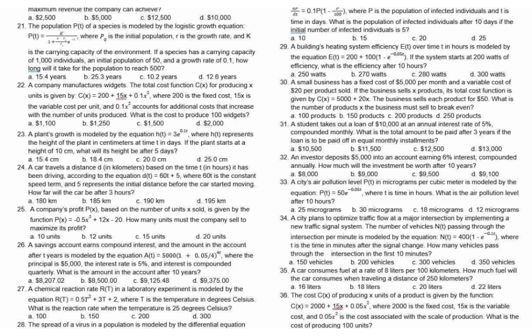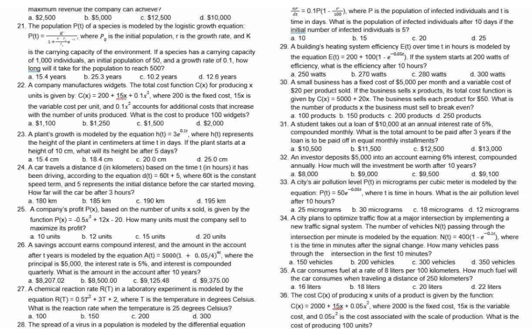Number 24. A car travels a distance d in kilometers based on the time t in hours. It has been driving according to the equation d equals 60t plus 5, where 60 is a constant speed term and 5 represents the initial distance before the car started moving. How far will the car be after 3 hours? First we have to substitute the value of t equal to 3 into the distance equation, since the equation is given. So d of 3 is equal to 60 times 3 plus 5, so it will be 185 kilometers. The answer is letter B.